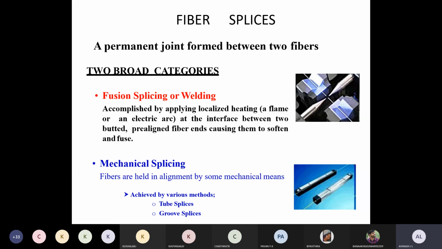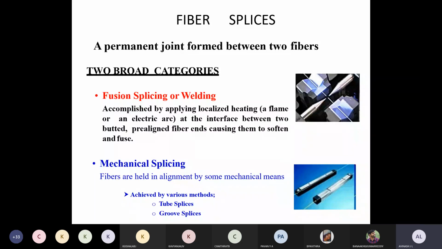The second thing is mechanical splicing. In mechanical splicing, the fibers are held in alignment by some mechanical means. In alignment means the core area should match. These things can be achieved by various methods, that is tube splices and groove splices.